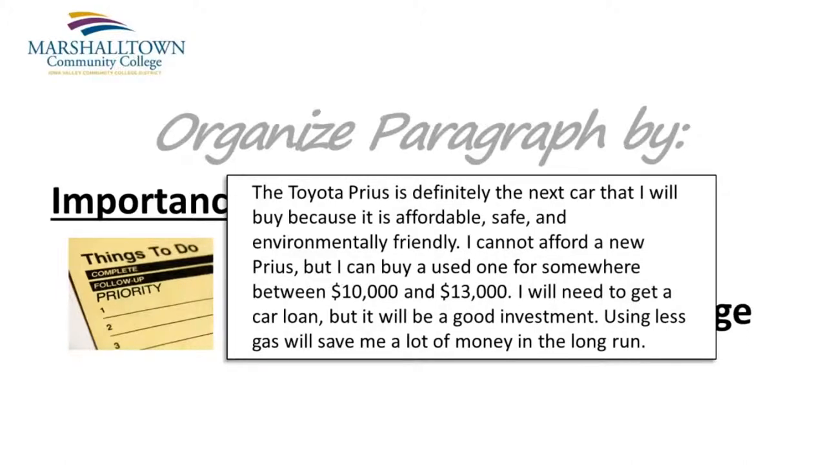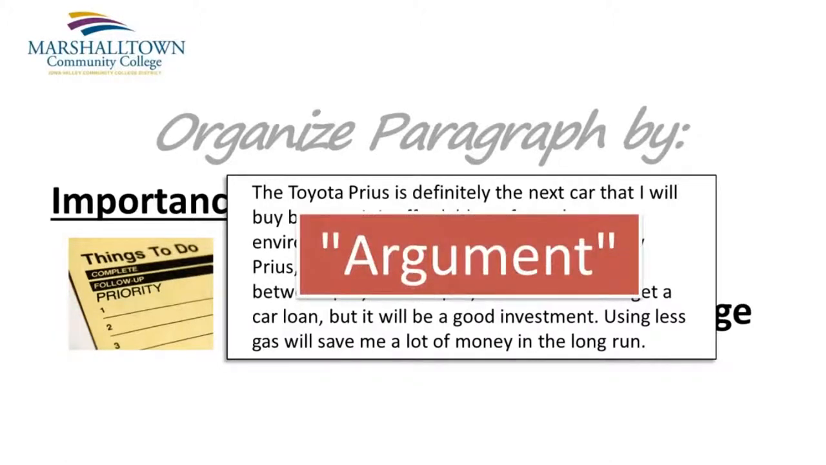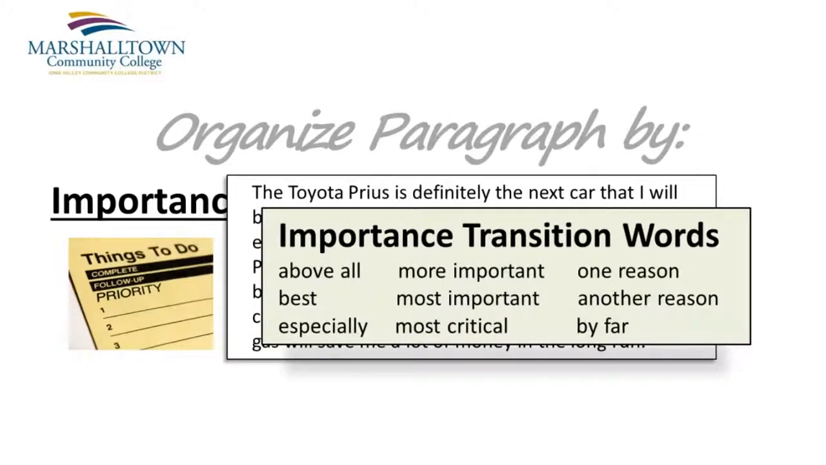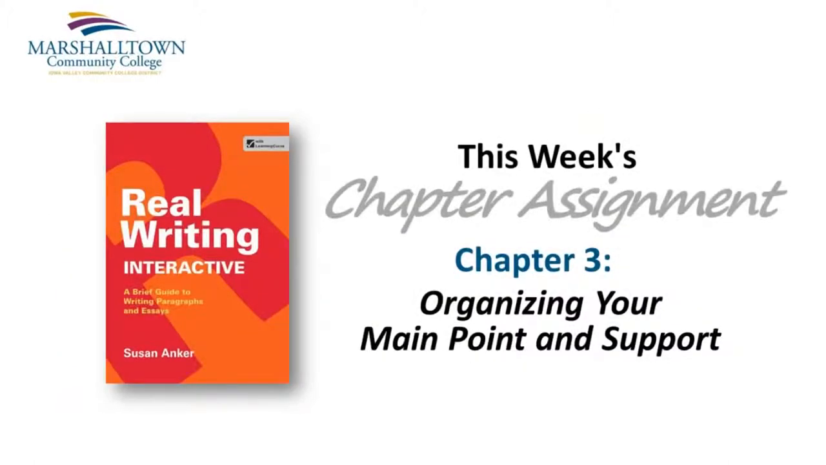Organizing your paragraph by importance is the perfect choice when writing to persuade or convince a reader to see your point of view. In writing and composition terms, this is called an argument. This type of paragraph also uses specific transition words to help the reader understand what the author is talking about, like above all, more important, one reason, and especially.